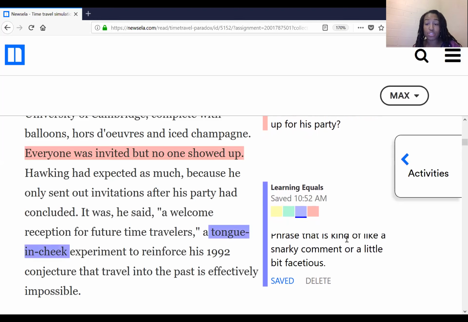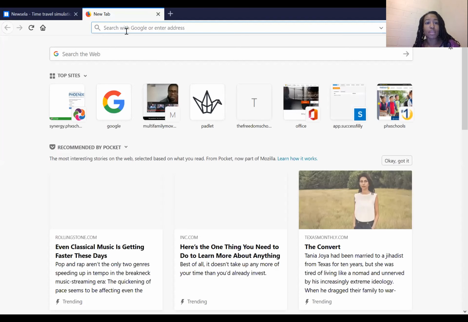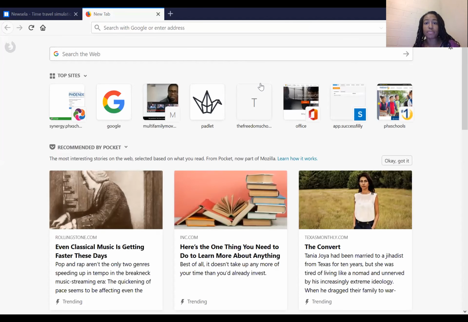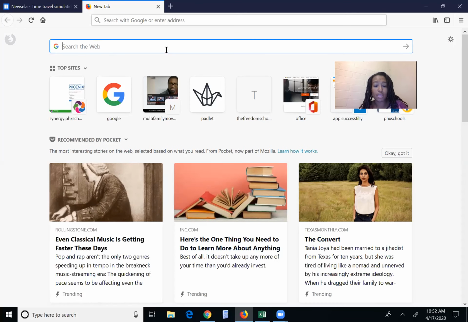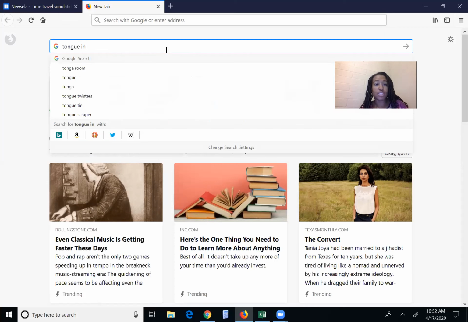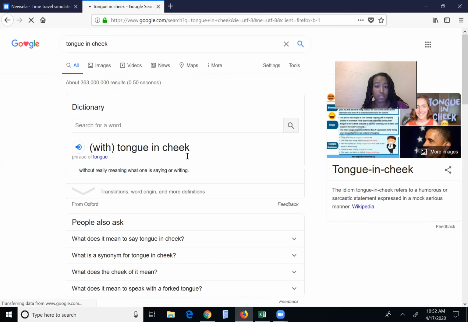And you know what I can also do, because we have the power of the internet and you're doing this at home. I'm going to change my screen. I'm going to open up a new tab and change my share. I'm going to go look it up right here. Tongue in cheek: without really meaning what one is saying or writing.